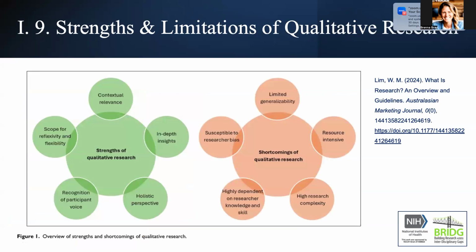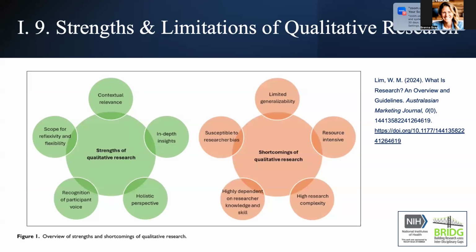Lastly, we're going to talk about different strengths and limitations of qualitative research. And we've got a nice schematic here from Lim's 2024 publication, What is Research? So a few strengths of qualitative research. It can provide contextual relevance, so it can help us provide context to our quantitative data and really make it relevant for us. It can help provide in-depth insights, really holistic perspectives.